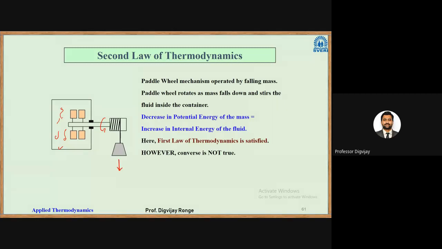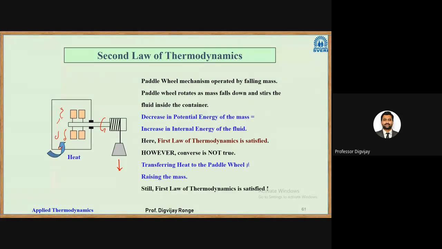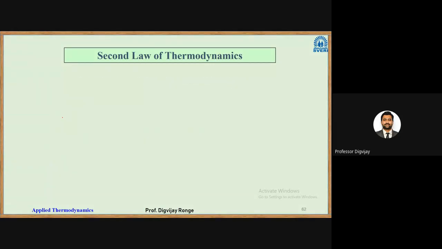But however, the converse is not true. You cannot take back that internal energy of the fluid, pass it again to the shaft, and then have that mass elevate in the upward direction. So transferring heat to the paddle wheel is not raising the mass. But the first law is satisfied. So there is some kind of limitation happening here for the first law.